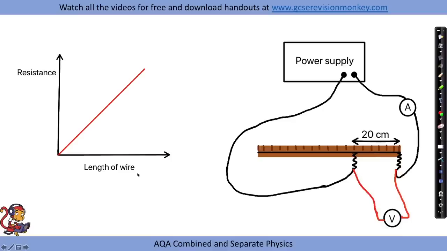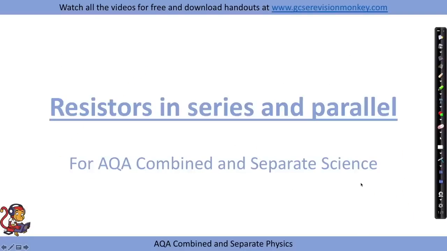And if you were to plot a graph of your results, the results that you should see are that as the length of wire increases, the resistance also increases, and a straight line through the origin shows you that the relationship is directly proportional.